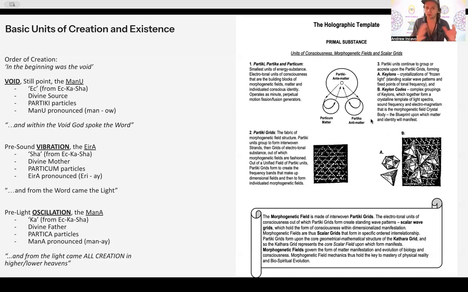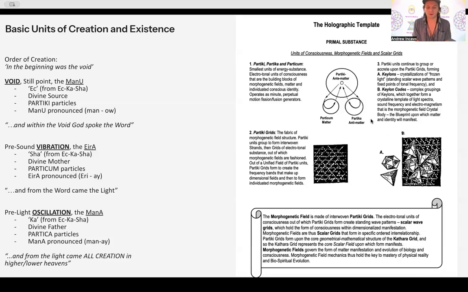Because things really here aren't physical. You are manifesting them based on the partici, partica, and particum coming together in partici grids, coming together in keylons and keylon codes to build your morphogenetic field. And then your chakras are involved in this. We have hova bodies that are involved in this. We have dimensional shields, and then we also have an auric layer, which sits on top of that. And we're going to go through all of that today.